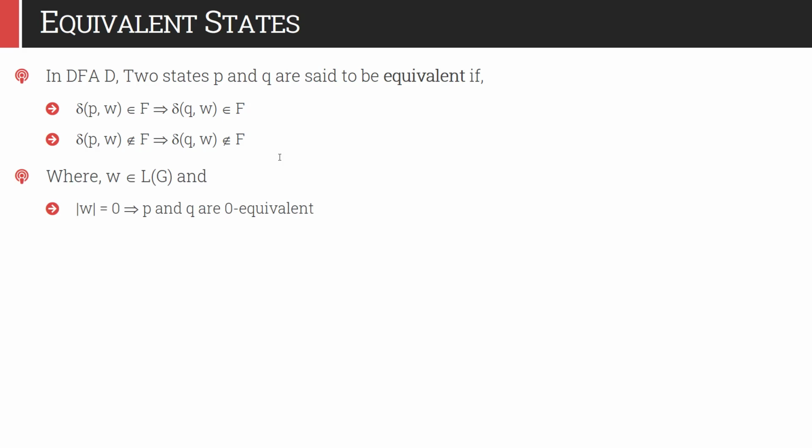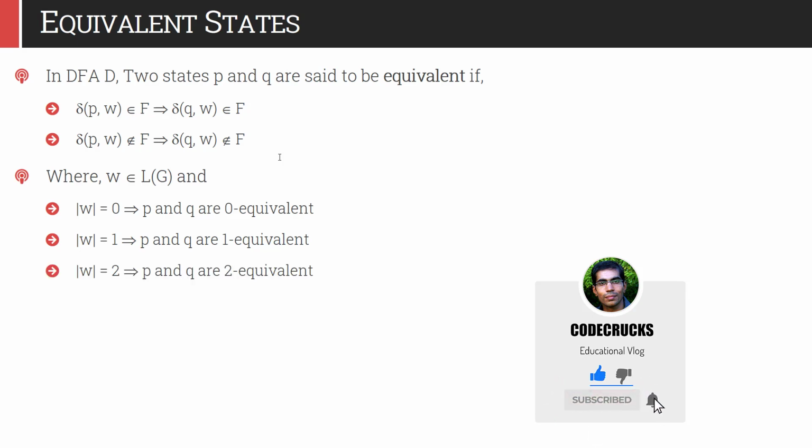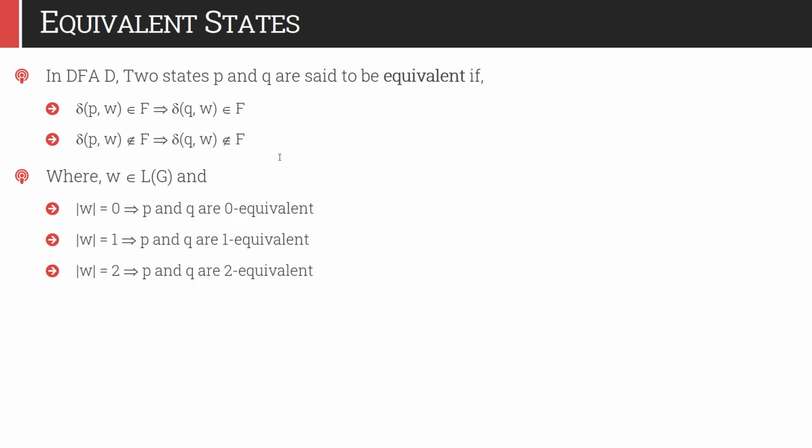If the length of string W is 0, then we call P and Q 0 equivalent. If the length of the string is 1, we say P and Q are 1 equivalent. If the length of the string is 2, then P and Q are 2 equivalent, and so on. In general, it could be n equivalent.